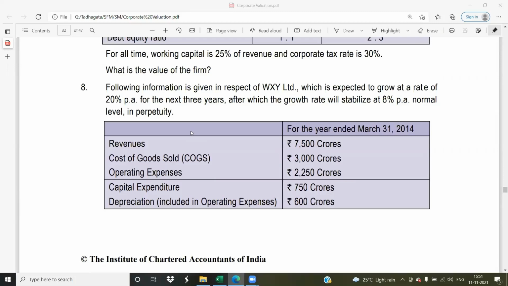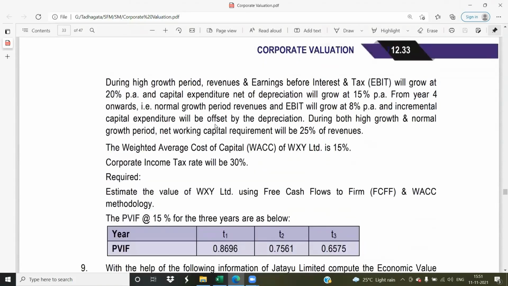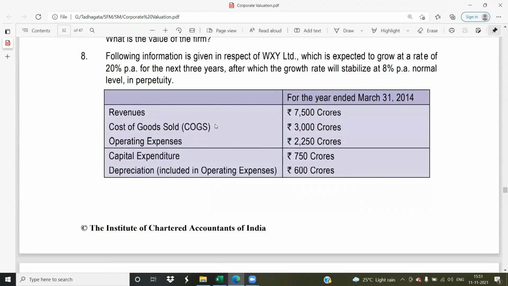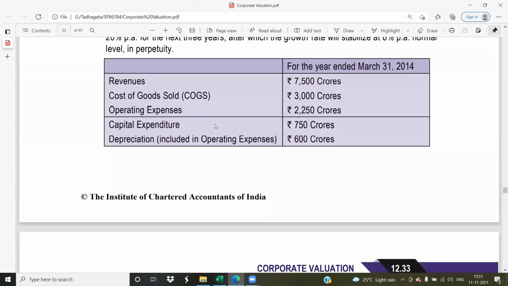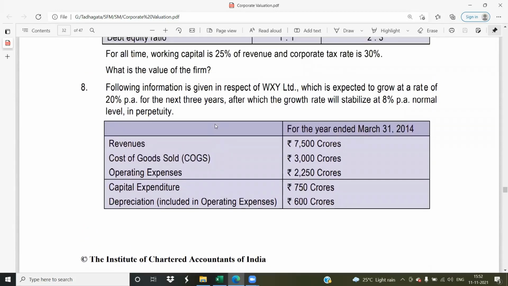Now let's go to 8th question. See, 8th question is same as 7th question, so we'll just skip. The only difference is that you need to find out EBIT using revenue, cost of goods sold and operating expenses. So revenue minus cost of goods sold minus operating expenses is your EBIT. Apart from that, everything is the same.